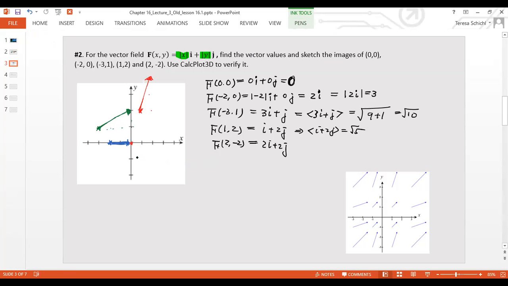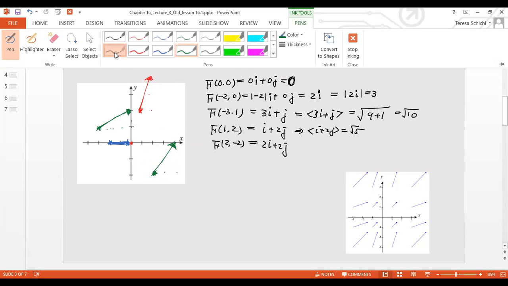I'm using a different color. Okay, so it's (2, -2). I'm starting here. Now I move up by 2 and 2, so we'll be here, right? This will be the vector associated with the point (2, -2) here.